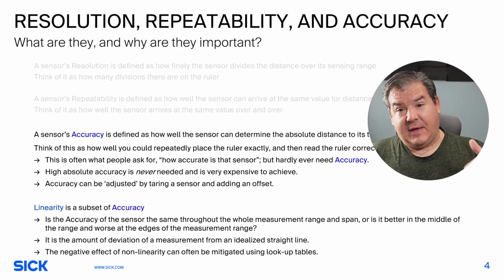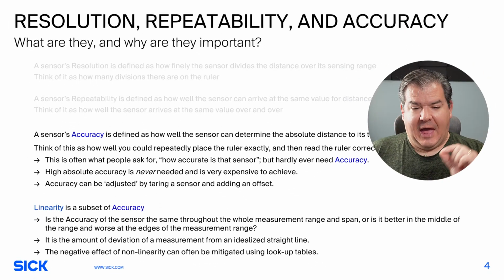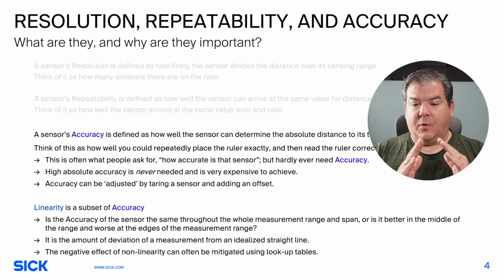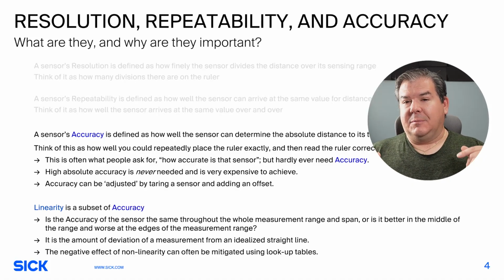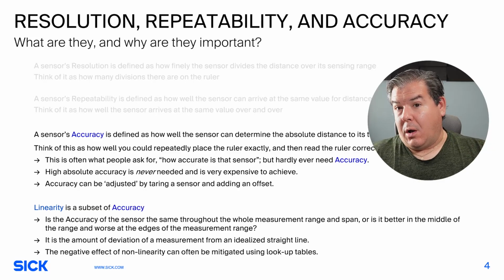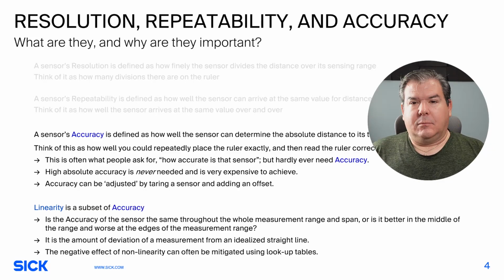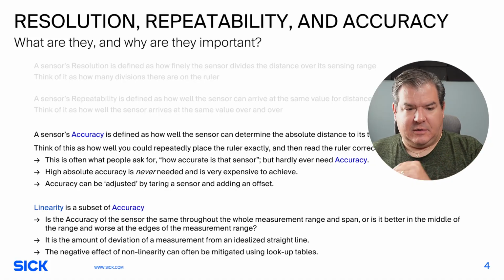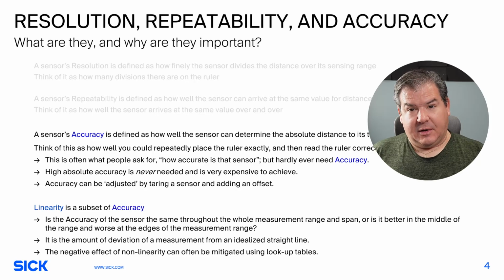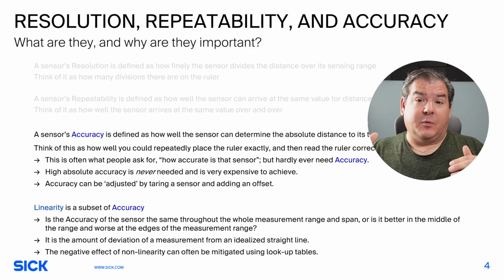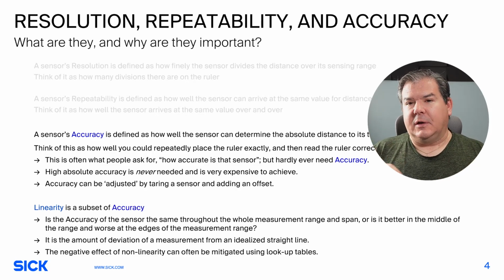Linearity is a subset of accuracy. Is the accuracy of the sensor the same throughout the whole measurement range or span? Or is it actually better in the middle of the range and maybe worse towards the edge? It could be very repeatably wrong, and we'll get to that in a second. It's the amount of deviation of a measurement from an idealized straight line, and we'll show the graphics here. The negative effect of non-linearity is being off that line. It's often repeatable, and so it can be mitigated using lookup tables.